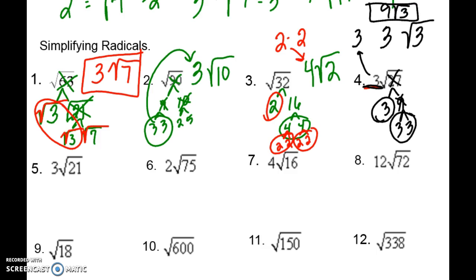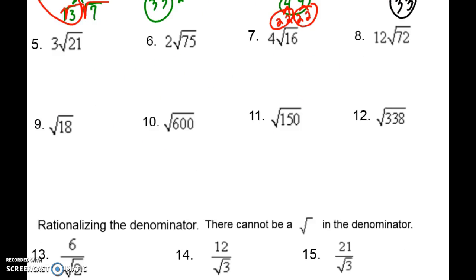Are we okay? Try number 5, 6, 7, and 8. I'm going to give you a second. Try 5. So can you break down 21? To what? 3 and 7. Can you break down the 3? Can you break down the 7? Do you have any pairs?